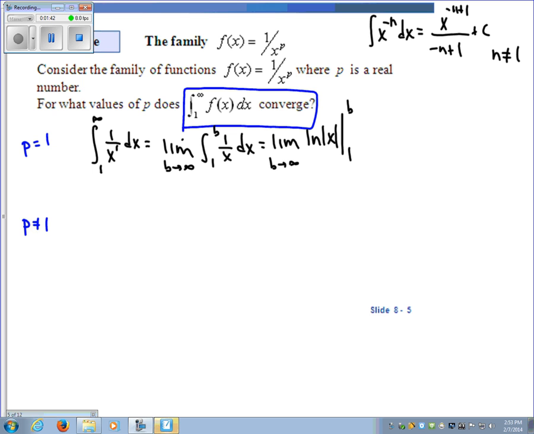Okay, so finishing this problem up, I'm going to now evaluate from 1 to b, so this will be the limit of natural log of b minus natural log of 1. Natural log of 1, we know, is just going to be 0. Remember our log function. Natural log of b.